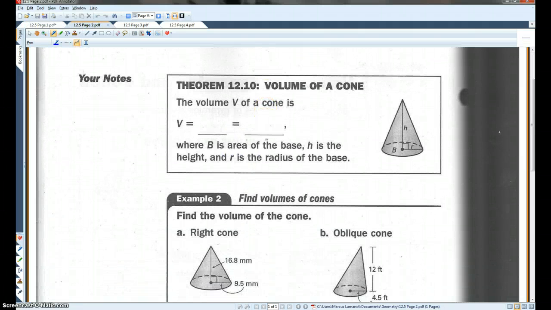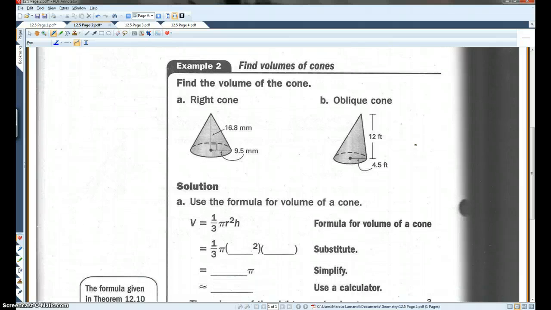12.10, volume of a cone. The volume of a cone is, same thing, 1/3 base times height. Now, in this case, we know that the base is a circle, so the base is going to be pi r squared. So instead of this, we could just write 1/3 pi r squared times h. Same thing, since we know that the base is a circle.